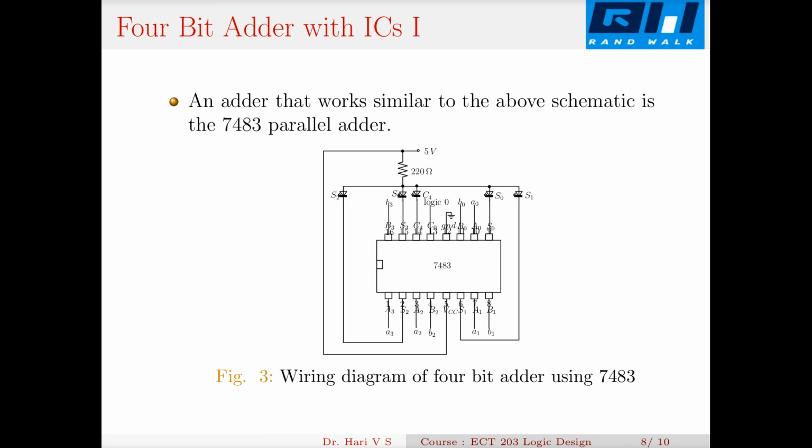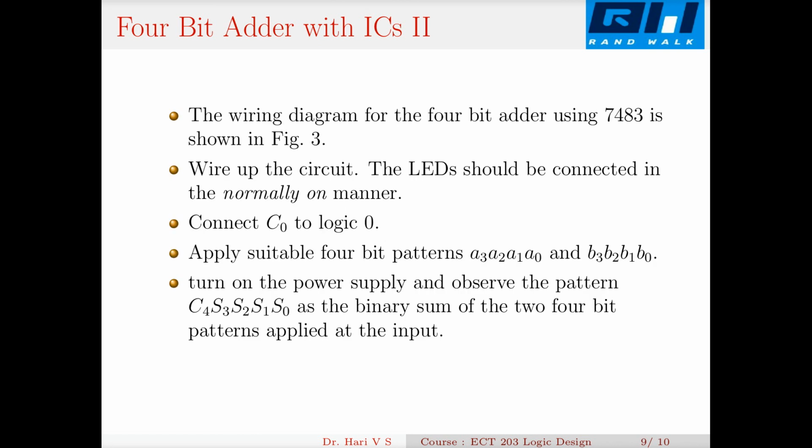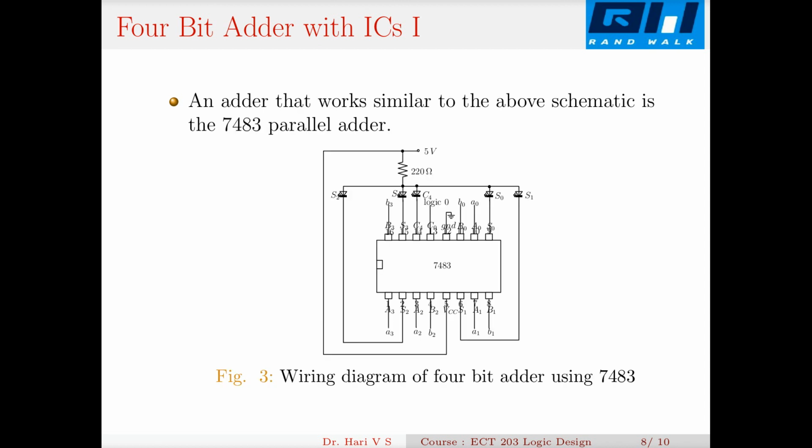First you check the 7483 on an IC tester and place it on the board, ground the ground pin first, then connect the supply, connect all these things like this wiring diagram, and appreciate the results. Of course, the C0 should be connected to logic 0. I forgot to say that. There's a carry input terminal, that is C0. C0 is here. This should be connected to logic 0. That is the incoming carry.